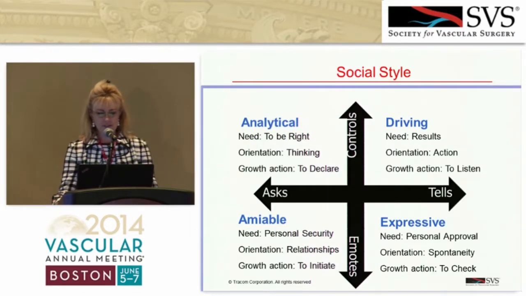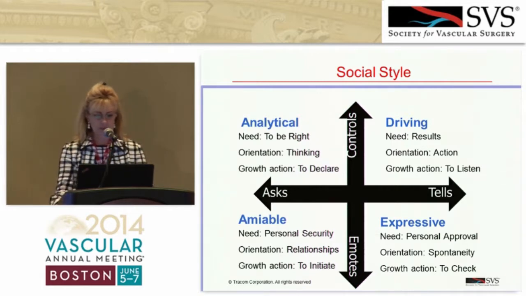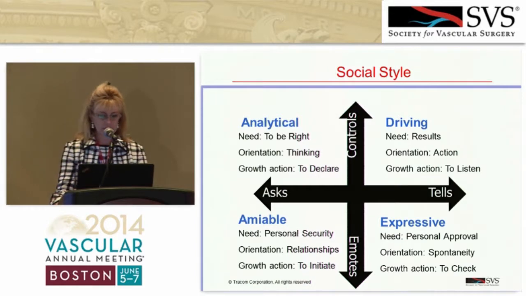So the social styles are up here, and again, you'll take the very short quiz and figure out which style you are. And you may be surprised. You may agree with some of the characteristics. You may disagree. And again, it's the overall preponderance of what you answer. So the analytical need to be right. They need to declare things.